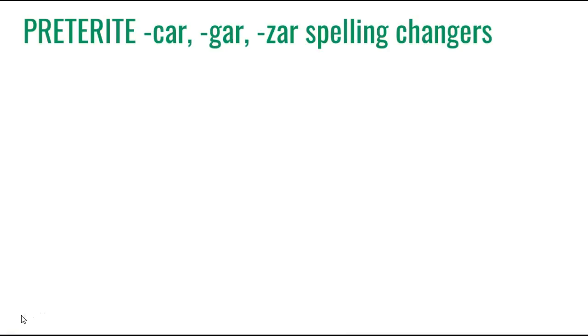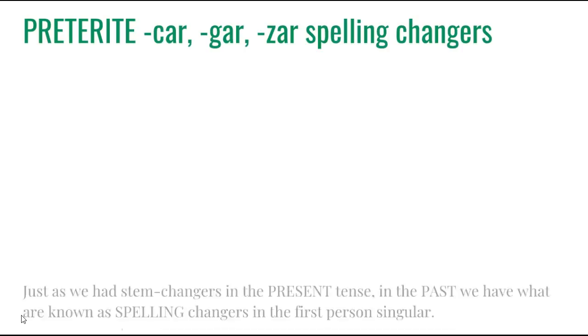Okay, now we're going to talk about verbs that are known as -car, -gar, -zar verbs, or spelling changers in the preterite. We talked about the spelling changers in the present, but those were stem changers, right? Like we had o to ue, e to ie, and so on. Now we have something that's a little bit different, and they're called -car, -gar, -zar verbs, spelling changers or spelling verbs.